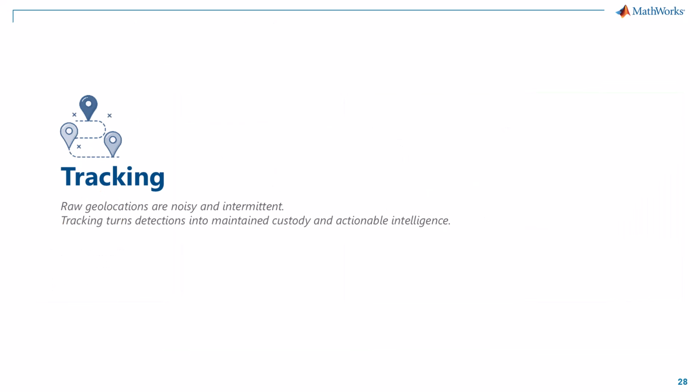Tracking. We know raw geolocation measurements are noisy, intermittent, and contaminated with ghost detections from incorrect line-of-bearing associations. Tracking is what transforms a cloud of noisy measurements into maintained custody of the target. Knowing where an emitter is, where it's heading, and correctly associating measurements to the same source over time. This is where data becomes smart.